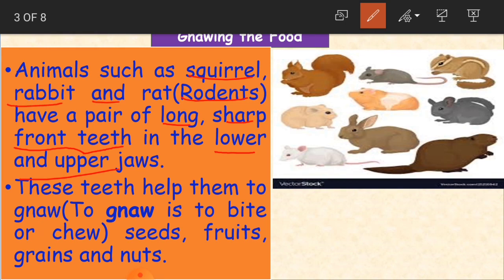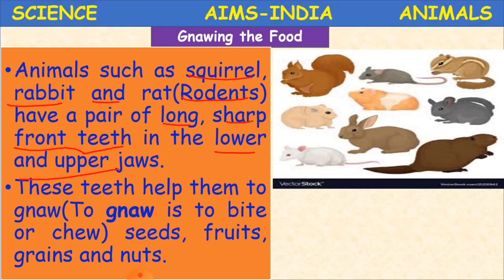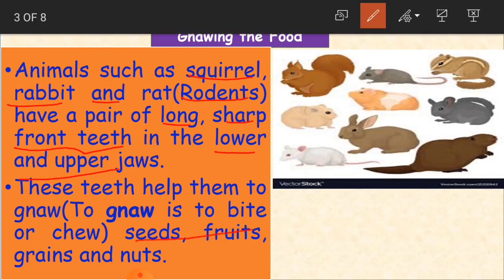These teeth help them to gnaw. In the sense, these teeth help them to gnaw seeds, fruits, grains and nuts. They are able to bite and chew the seeds, fruits, grains and nuts. So these are all the food of these animals. Okay, they are going to bite them and chew them into small pieces.